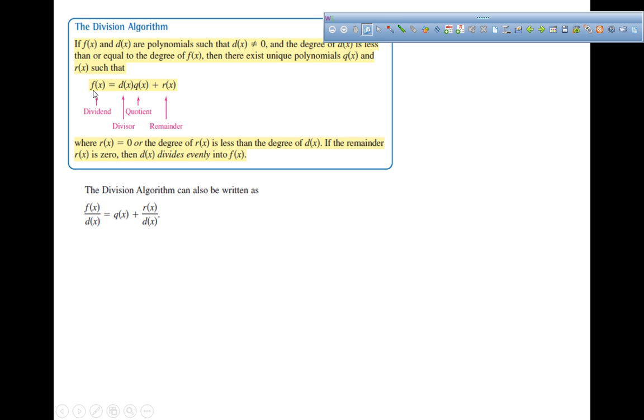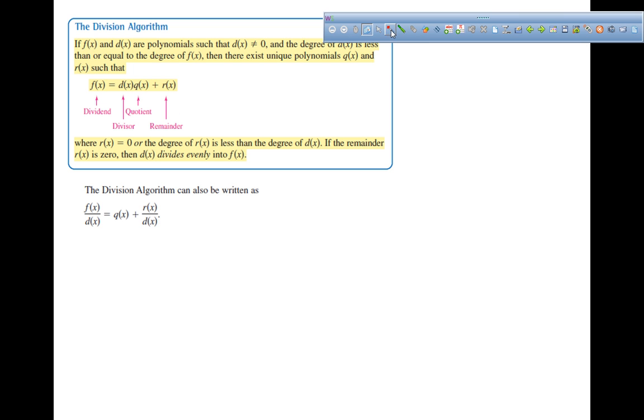Okay, so the thing that you are dividing into, here's the words. That is called the dividend. The thing that you are dividing by is called the divisor, and the thing that you get is called the quotient, and then you have a remainder.